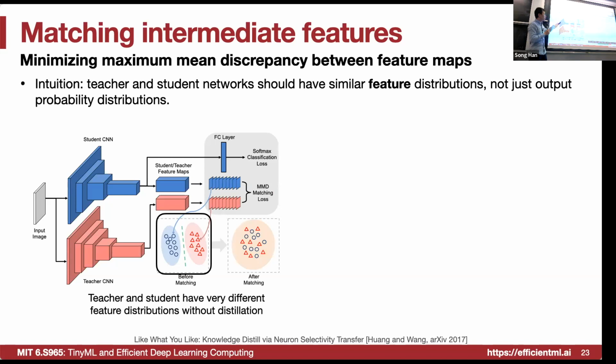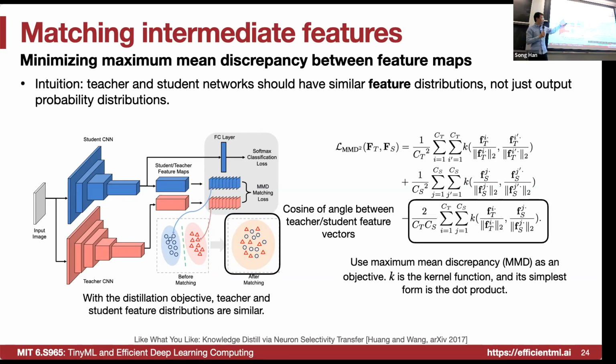So here we are trying to align the features between the teacher model and the student model. Rather than this, which is before matching, this is after matching. So we can hardly tell the difference between the features generated by the teacher model versus the features generated by the student model.